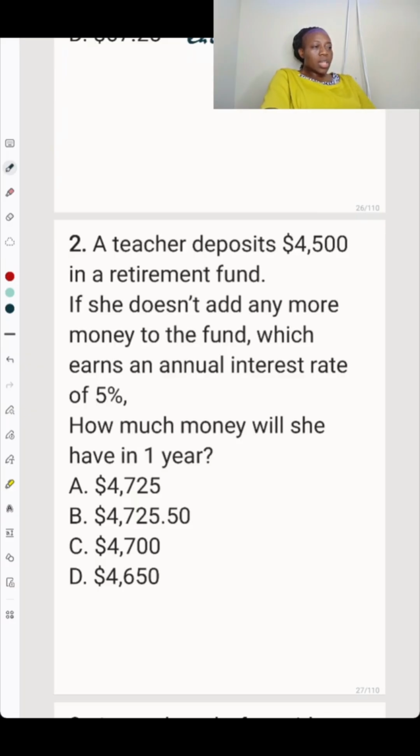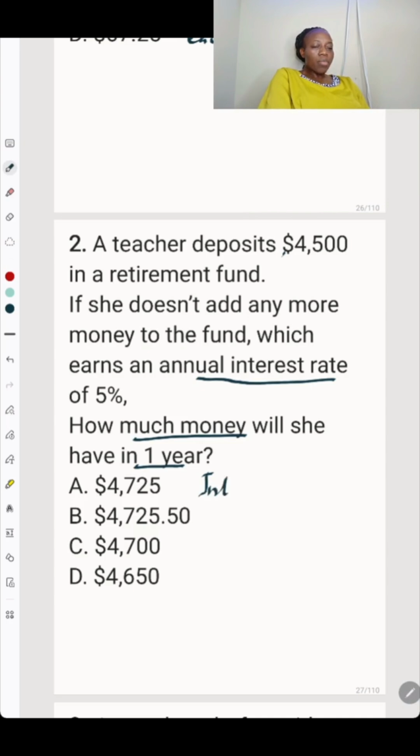So this one is saying a teacher deposits $4,500 in a retirement fund. If she doesn't add any more money to the fund, which earns an annual interest rate of 5%, how much money will she have in 1 year? So this is just like we are looking for words. We are finding amount. So amount for a year.